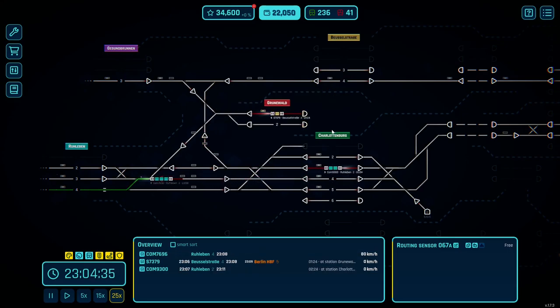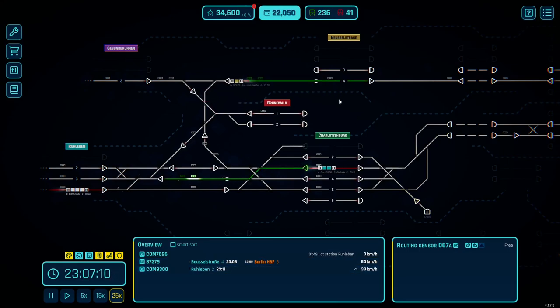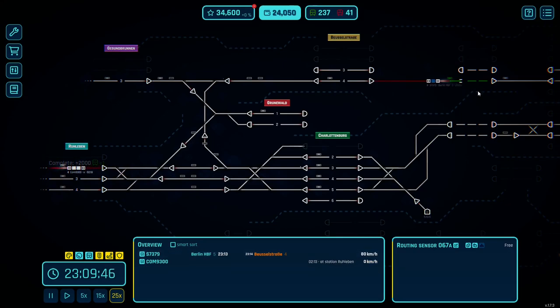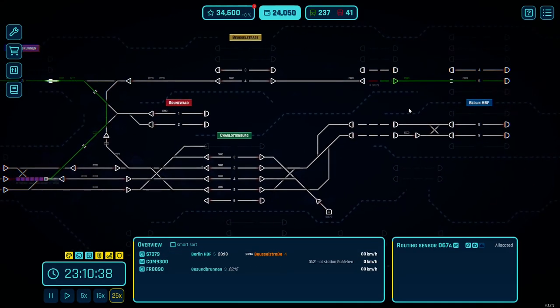Now this departure sensor is going to determine where he's headed. I do have to keep an eye on the coach yard, so that's his next stop. So it sends him there. The departure sensor is going to work there. The routing sensor opens up that next block.